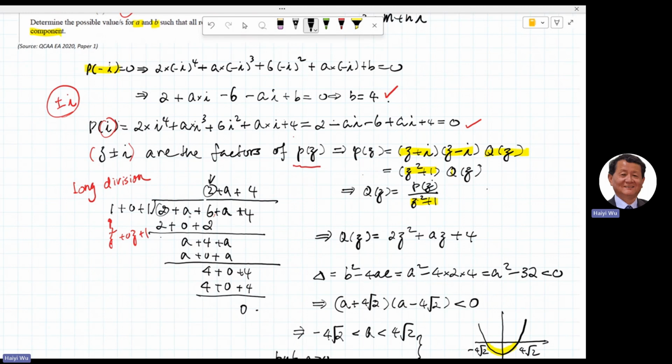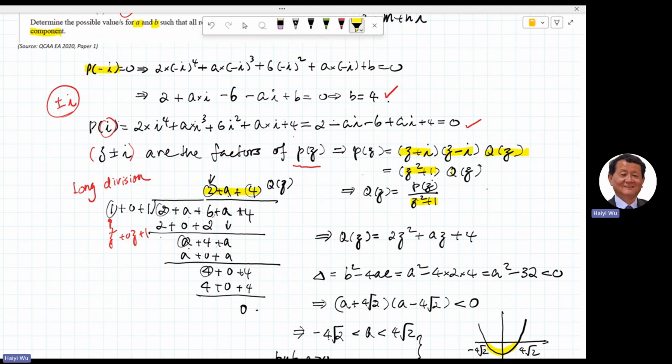Then subtract: a take away 0 is a, 6 take away 2 is 4, and bring the 4 down. Then we do another long division. The next one is a divided by 1, so we get a. Subtract, 4 take away 4 is 0. Then the last one is 4 divided by 1, so we get 4. The remainder is 0, so that's good. This is the q(z) I wanted.